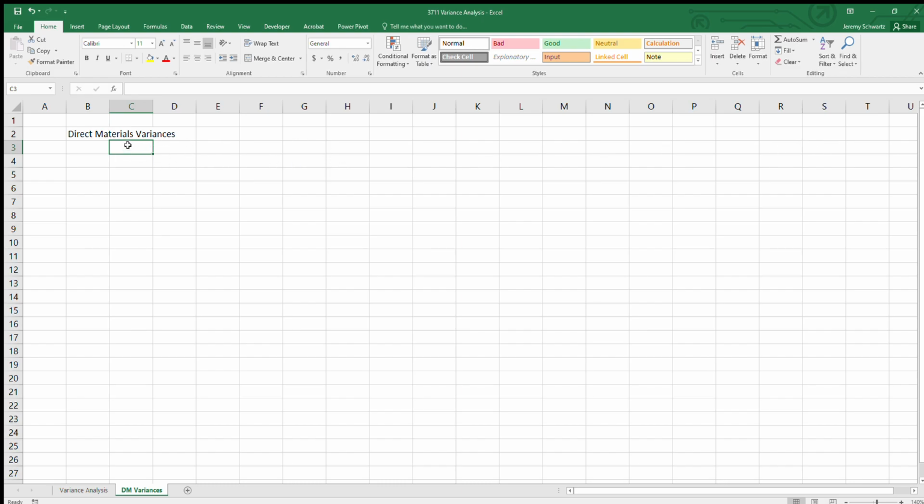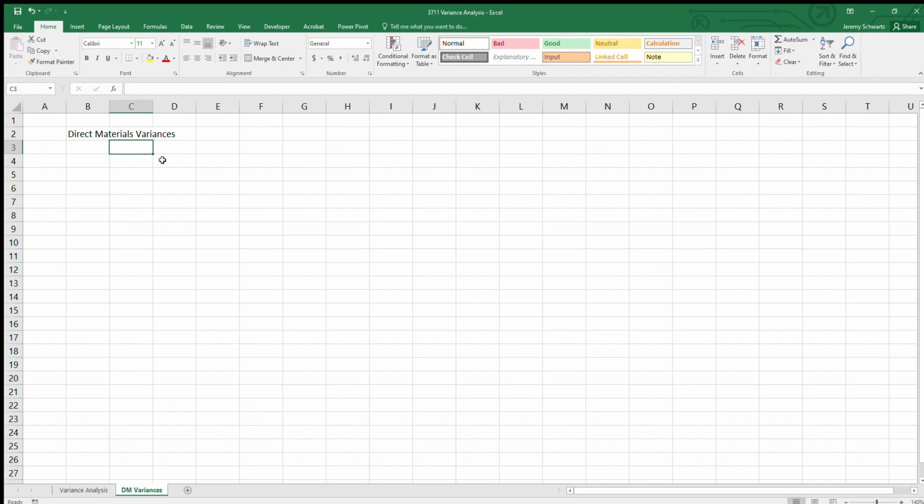Now we're going to move on to direct material variances. The thing about direct material variances is that we need to be careful here. Unlike the direct labor variances, what we're going to see is that there's going to be a difference in terms of when we deal with actuals. What we're going to have here is a difference in actual quantity that's going to be purchased versus actual quantity consumed.